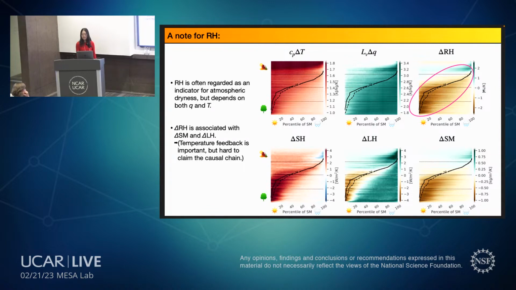And a note for relative humidity. Relative humidity is often taken as an indicator for atmospheric dryness, but it depends on both Q and T. So here we see relative humidity strongly decreases in the transition regime, in correspondence to the soil moisture drying and the latent heat decrease. But the decrease of the relative humidity here is strongly affected by the temperature feedback.